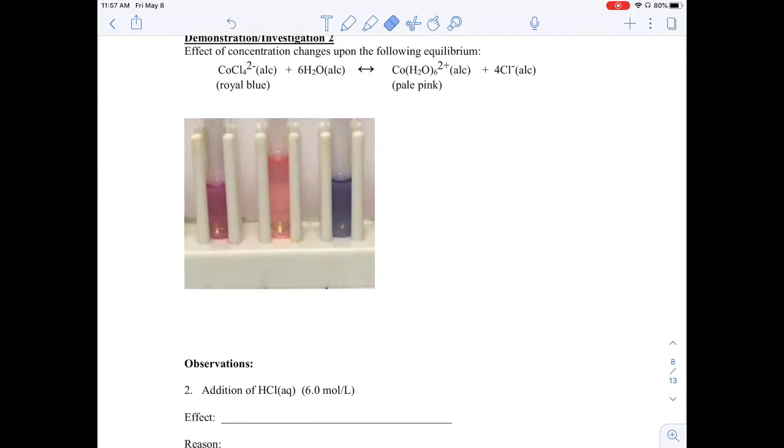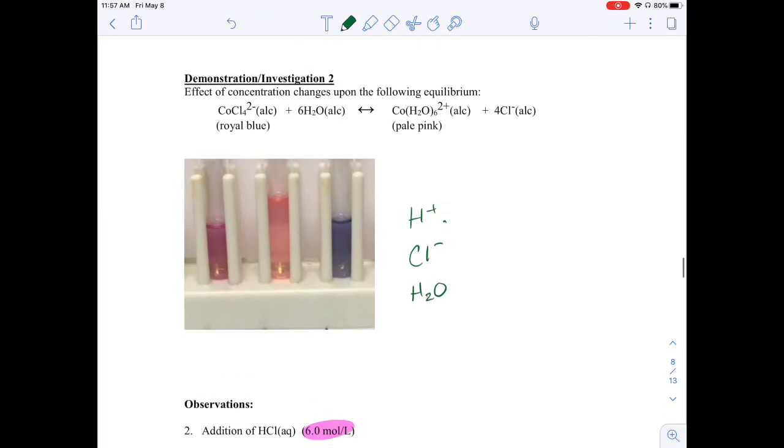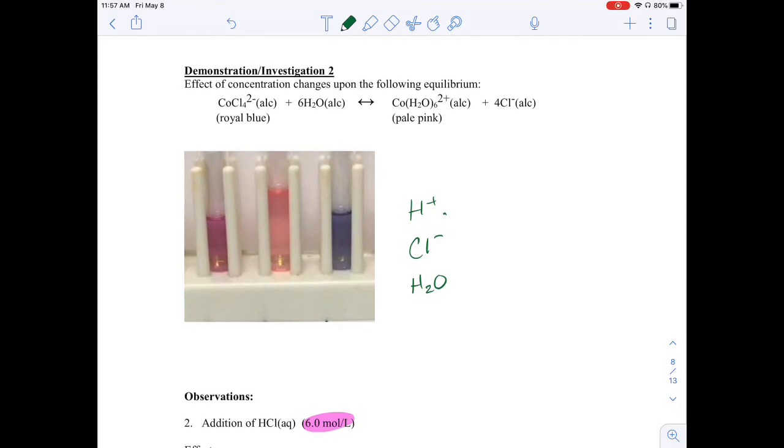In the next test tube, what we've got is the addition of hydrochloric acid. Now, significantly, this is concentrated hydrochloric acid. So we're adding a lot of hydrogen ions, a lot of chloride ions, and a little bit of water. So this is a really complex system, and it's only really easily explained if we look at the result. Here I can see that this is much more purple. It had to have shifted this way to produce the purple color.